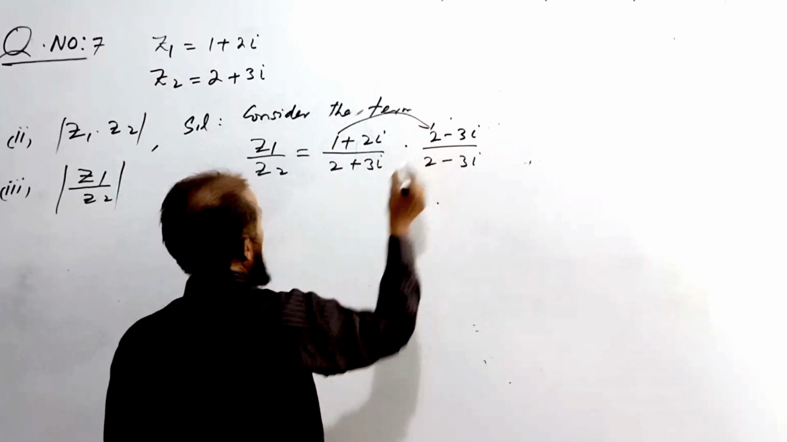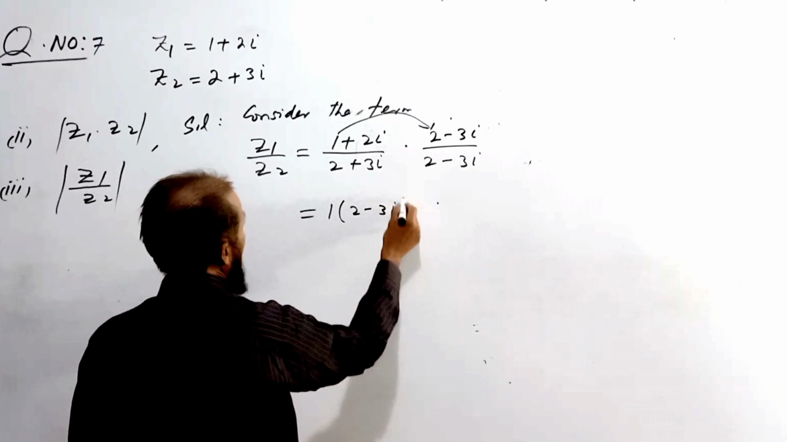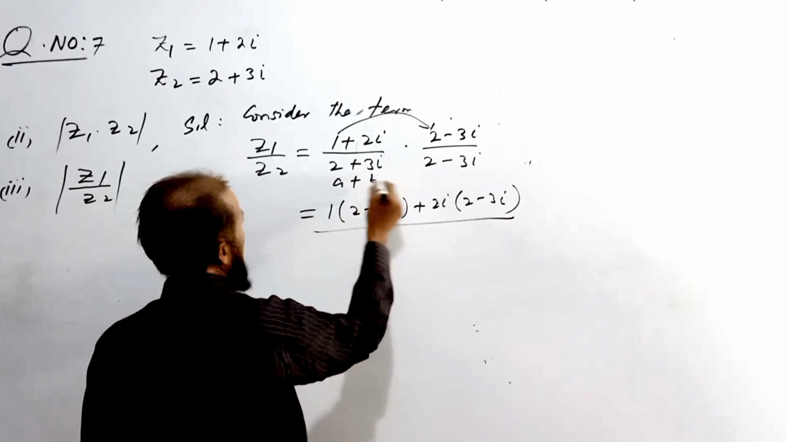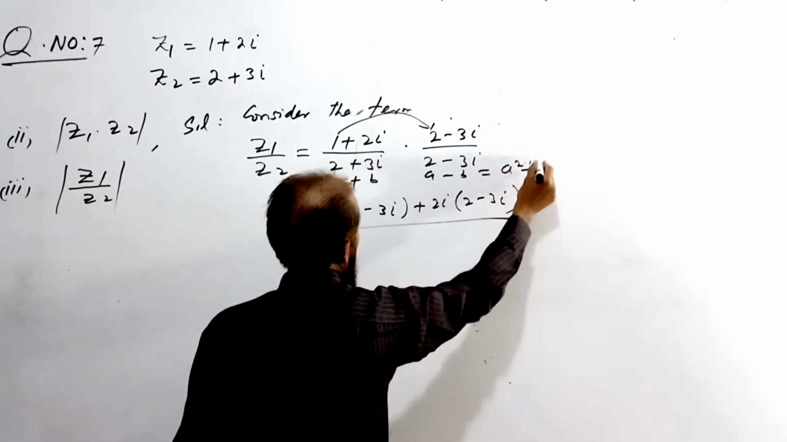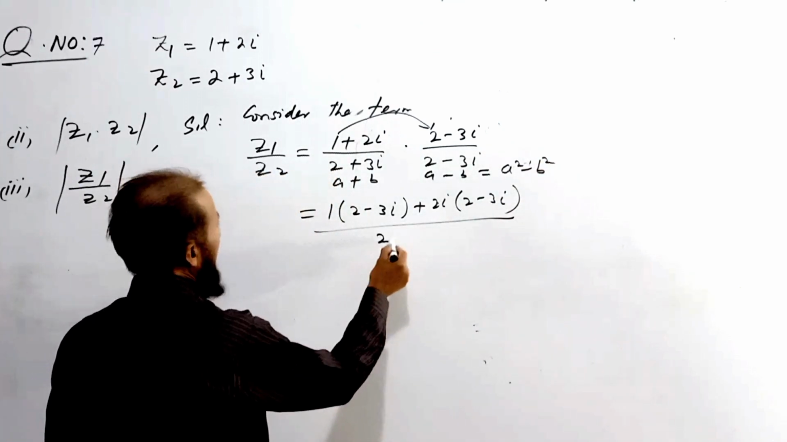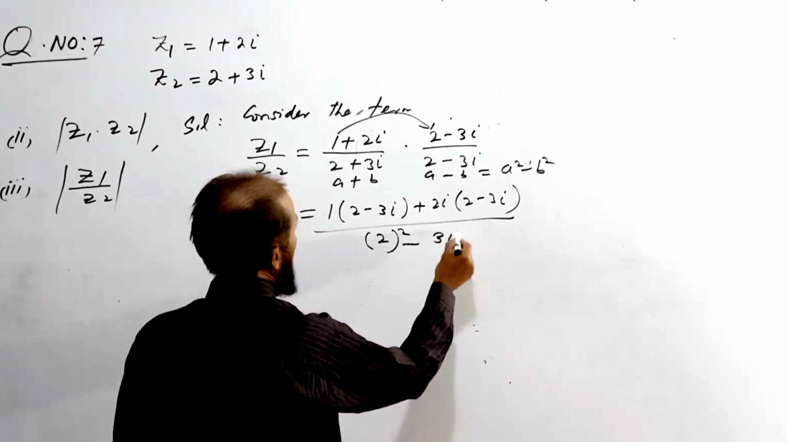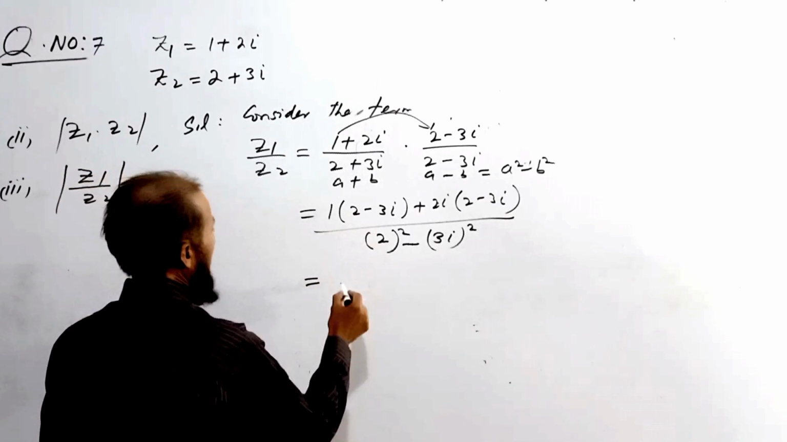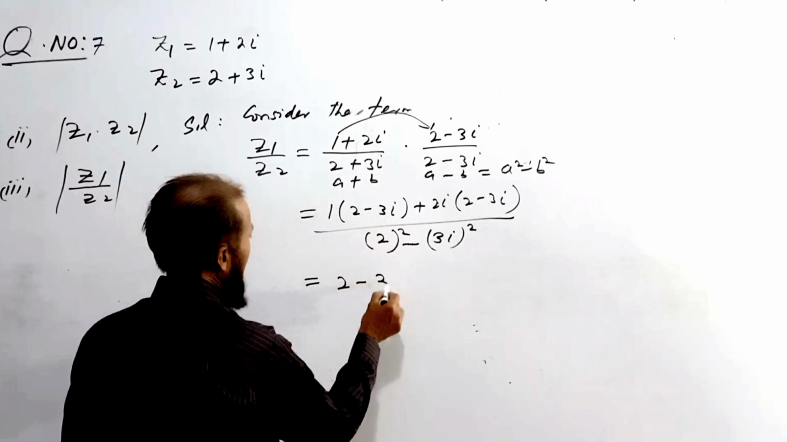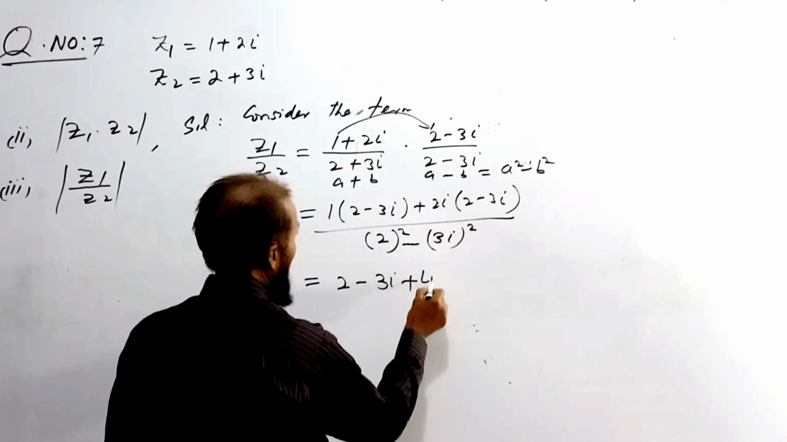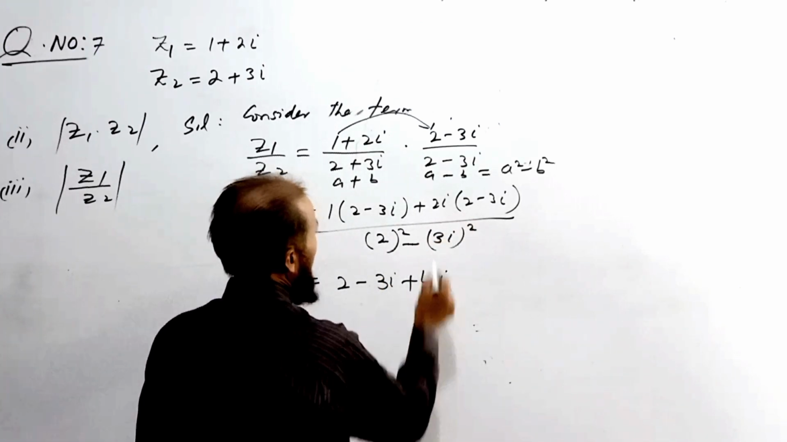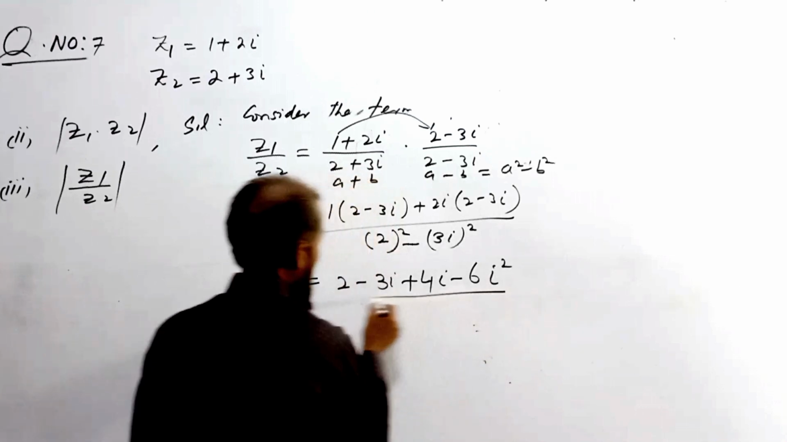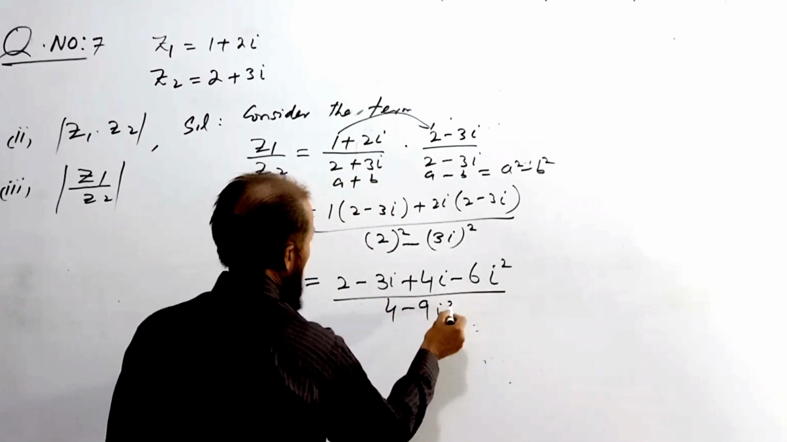Now the same process. If we multiply here 1 by 2 minus 3 iota plus 2 iota by 2 minus 3 iota. Here we use the formula a plus b, a minus b is equal to a square minus b square. We directly apply the formula here, minus 3 iota, a square minus b square. Now open the brackets in the numerator: 1 multiplied by 2, 1 multiplied by minus 3 iota, 2 multiplied by 2, 4 iota, plus into minus 2 multiplied by 3, 6 iota into iota square. And it's 4 minus 9 iota square.